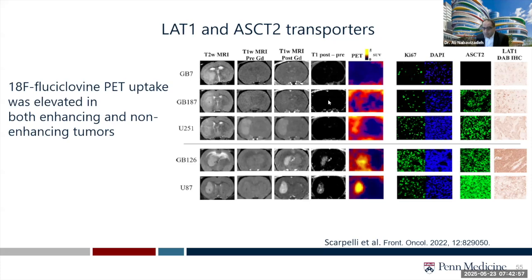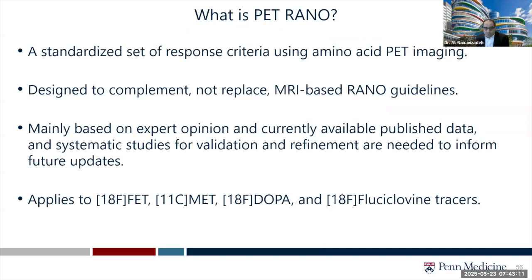However, in these 2 examples of non-enhancing tumors, pre and post, you can still see significant radiotracer uptake on PET imaging. So these tracers don't require blood-brain barrier disruption. And so that's why they have been very helpful in both primary and secondary brain tumors.